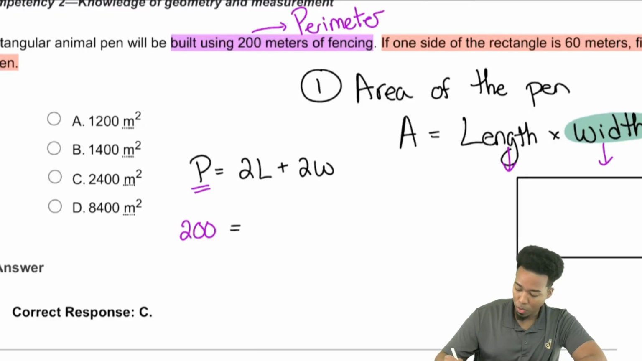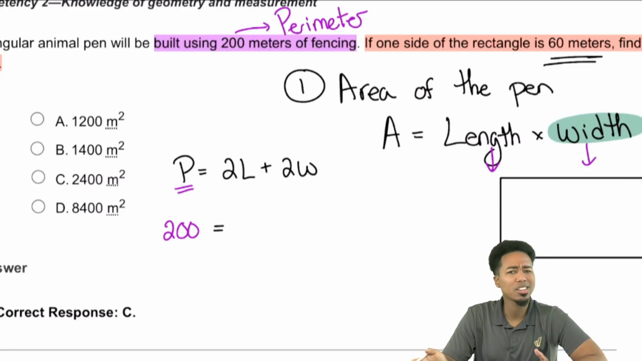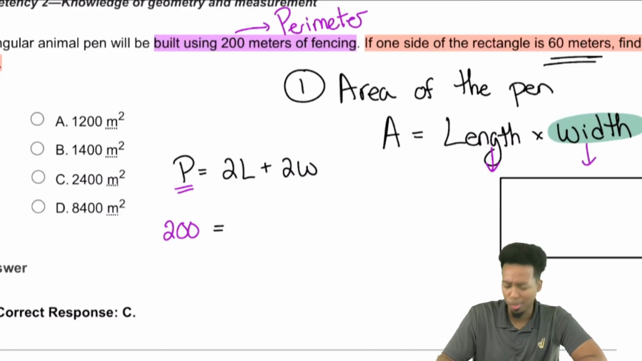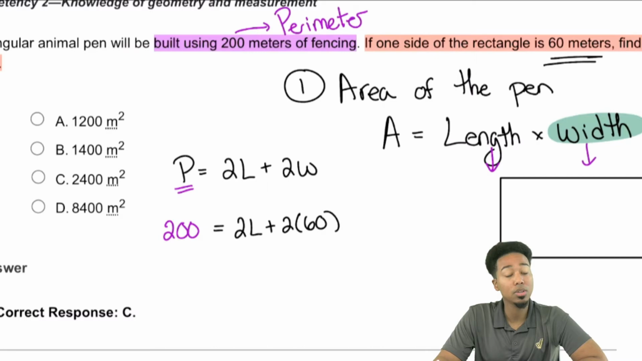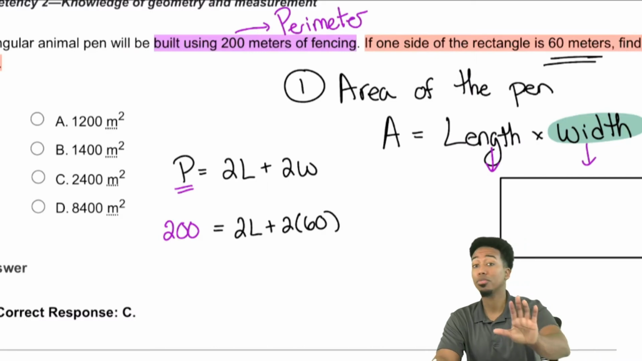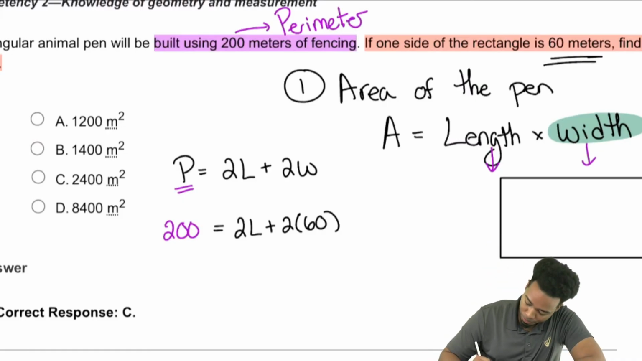And then we also have, again, one side is 60 meters. So I don't know which one that's going to be, the length or the width. Doesn't matter. I'll plug it in for the width. So we have 2L plus 2 times 60. And it looks like what we need to do here is solve this equation and we'll finally have our length. But don't get too ahead of yourself, because once we have the length, then we plug it in to get the area. So here we go.